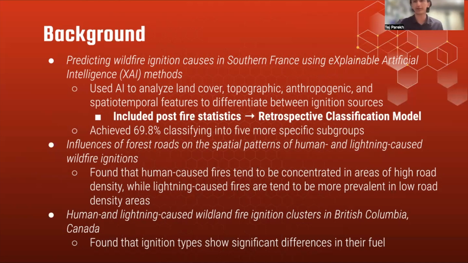The other two studies go into the trends found in areas of high human risk versus areas of high lightning risk. Areas of high human risk tend to have a higher density of road networks, which makes sense because if there's more roads, there's probably more humans and more chances for humans to start fires. The second study showed that human and lightning fires actually tend to differ in their fuel type, the type of foliage that's burned by these fires. So these are both potential pieces of information that could be derived from satellite imagery.